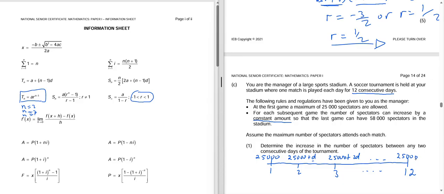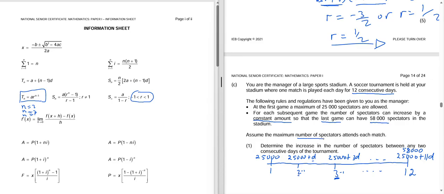25,000 plus what? If you look carefully, when there is a 3 here, there will be a 2, meaning 3 minus 1, that is 2. When there is a 2 here, 2 minus 1, meaning the coefficient of D is 1. So for us to get the coefficient of D, we just have to say 12 minus 1, that is 11. Now, it's increasing by a constant amount so that the last game can have 58,000 spectators. So the last game is going to be having 58,000 spectators.